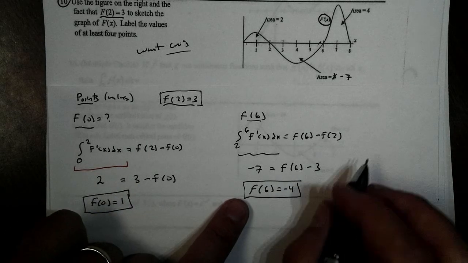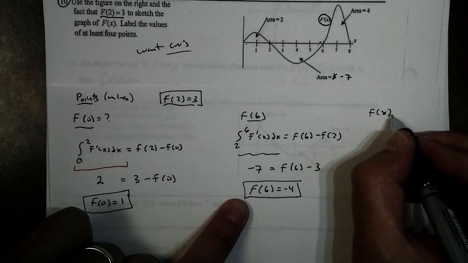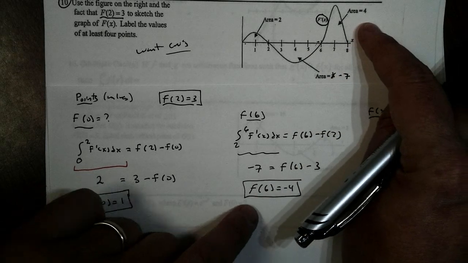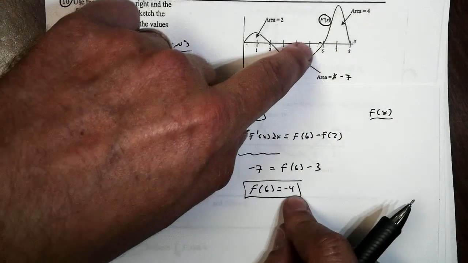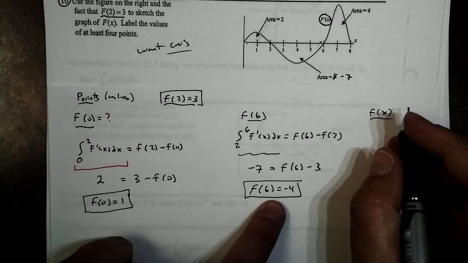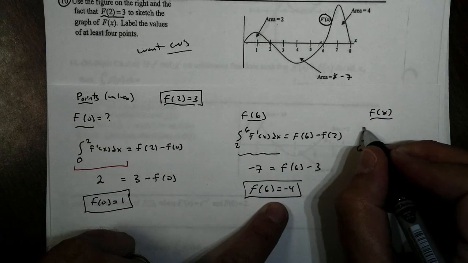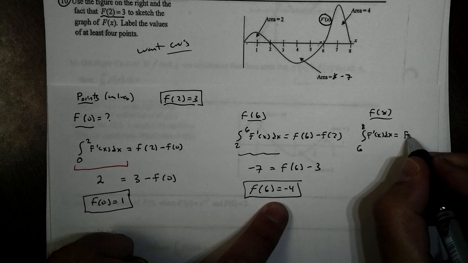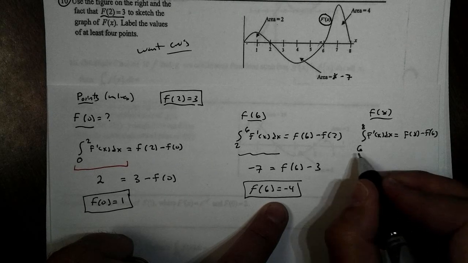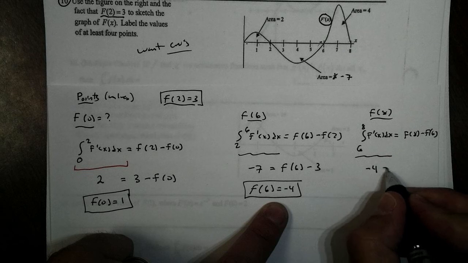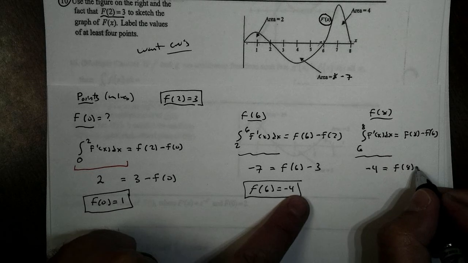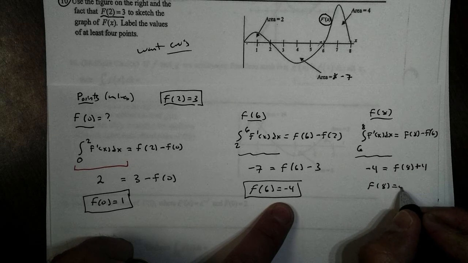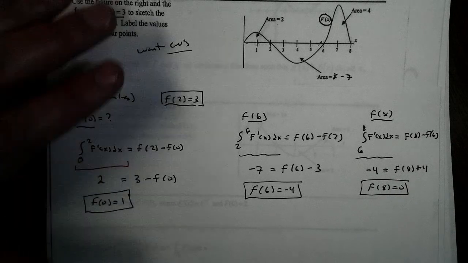So now I've got 3 points, and I can get one more at 8. I can almost do these in my head. Between 6 and 8, we're increasing by 4. Well, where should that put us? If I'm starting at negative 4, and I increase by 4, we should get 0. So let's see if that works. The area from 6 to 8, f prime of x dx, using the fundamental theorem, this is going to become f of 8 minus f of 6. The area here is 4, equal to f of 8, which is what I want, minus f of 6, which is a negative 4, makes that a plus 4. So f of 8 equals 0. So we've got a bunch of points right now, right?